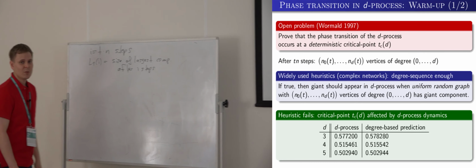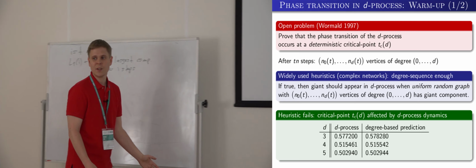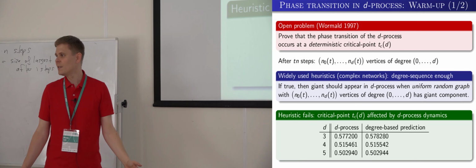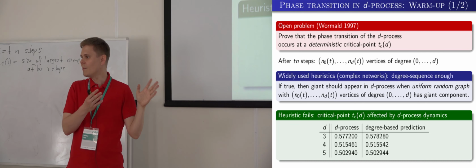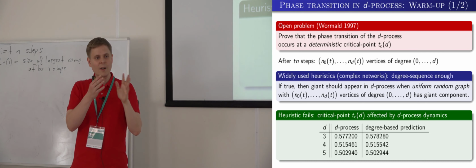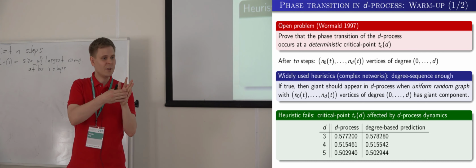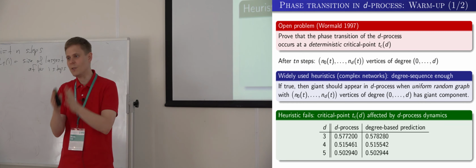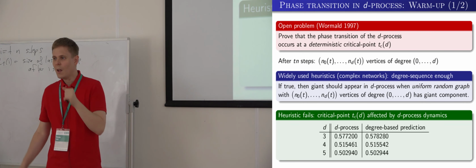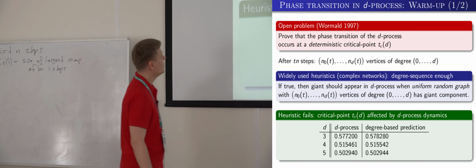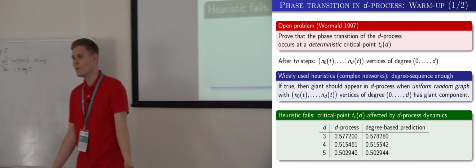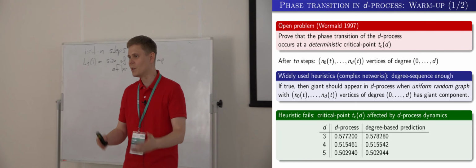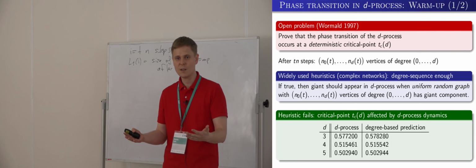As a first attempt to solve this problem, let's do a thought experiment. Let's think that we stop the process after a certain number of steps, say t times n many steps. Then we can observe how many vertices are there of degree 0, how many vertices of degree 1, how many of degree 2, and so on and so forth. And then we can attempt to use a widely used heuristic, which basically tells us, okay, once we know the degree sequence, we should be able to predict whether there's a giant component or not.